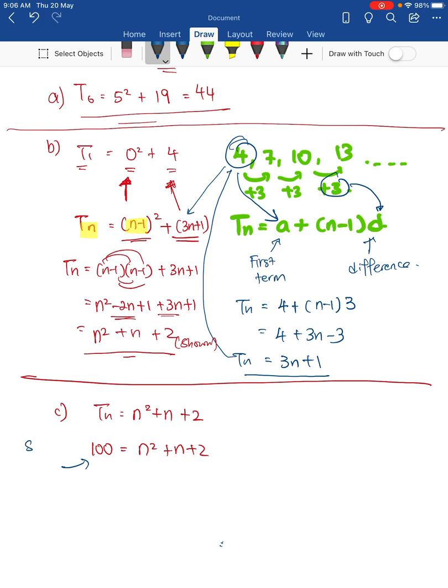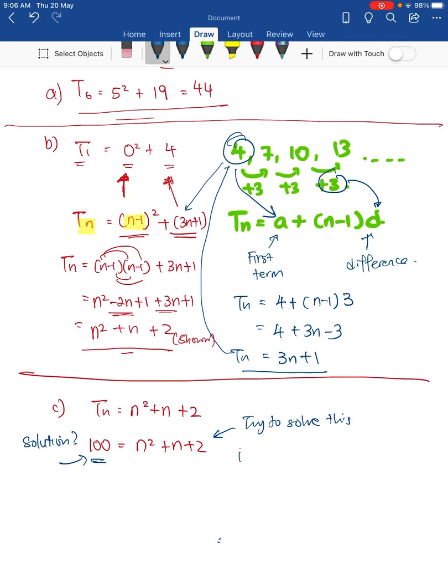Is 100 a solution, or whether it's a term? Okay, part of the answer. So all we need to do is try to solve this, and see if we can. Meaning to say that n is an integer. So if n is pattern 1, pattern 2, pattern 3, that means it's a solution. If it's not an integer after solving it, that means this number, this 100, is not part of the solution, or it's not part of the term.